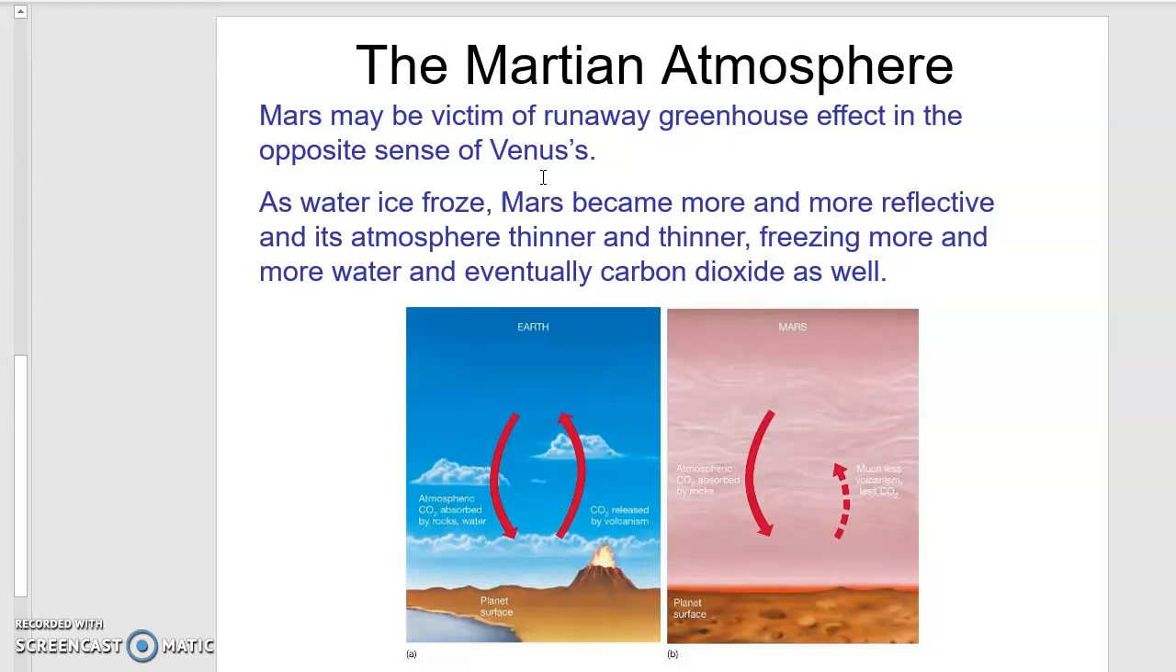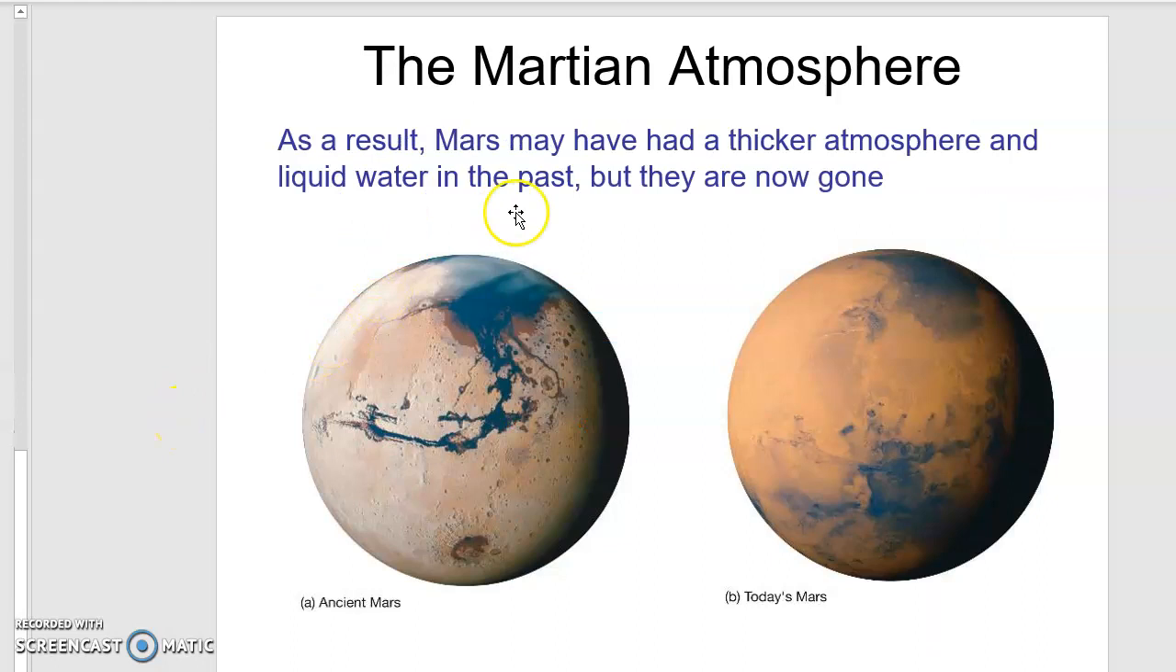But at any rate, as water froze on Mars, that means it took water out of the atmosphere. Mars became more and more reflective, and the atmosphere became thinner and thinner. So freezing more water eventually caused carbon dioxide to freeze out as well. So you have a very thin atmosphere made up of a little bit of carbon dioxide, not very much else. The atmosphere on Mars may have been thicker at one time with liquid water in the past, but it's now gone. The mechanism by which it left, people aren't really sure about. I was skeptical it was there at all. I think it might have been there, like they say. They're smarter than I am.